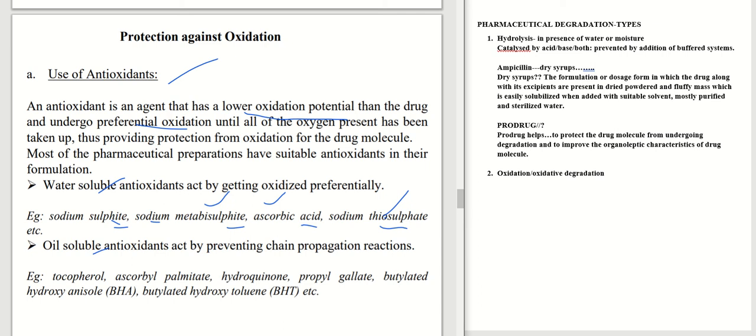And the oil soluble antioxidants, which actually prevent the chain propagation reaction, include tocopherols and ascorbyl palmitate. See, ascorbic acid is water soluble, while ascorbyl palmitate is oil soluble because it is conjugated with palmitic acid. Also hydroquinone, propyl gallate, BHA, butylated hydroxyanisole, and BHT, butylated hydroxytoluene. So these are the oil soluble antioxidants that are used in combination with oil soluble drugs.